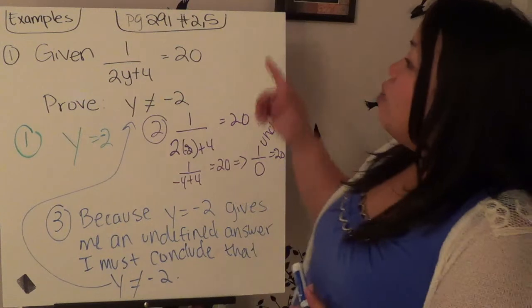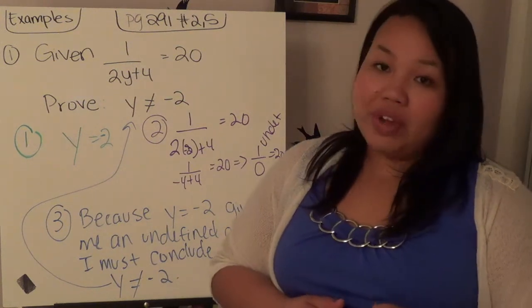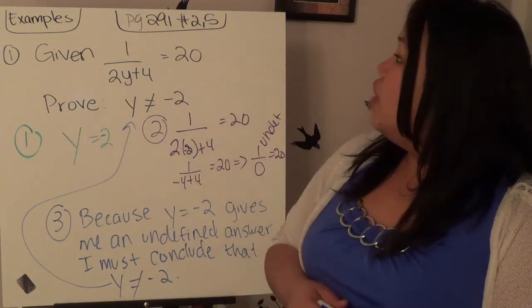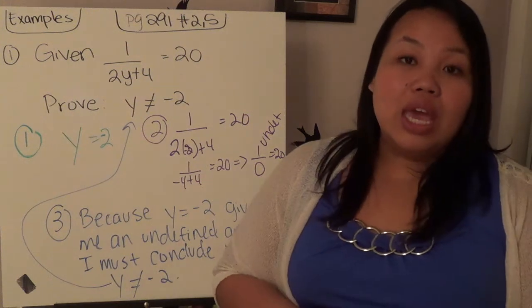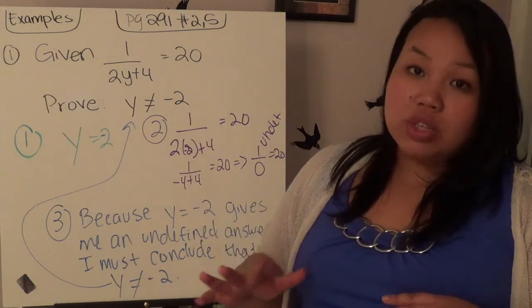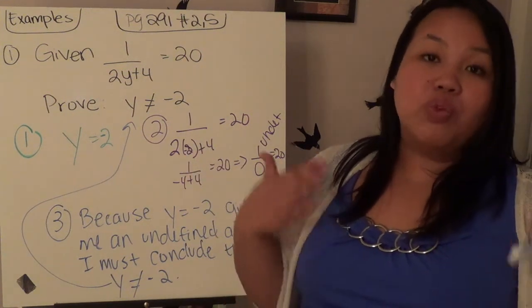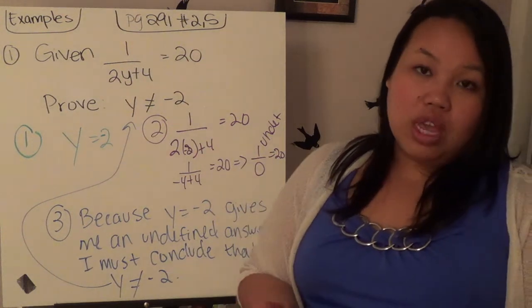Now go ahead and try page 291, numbers 2 and 5. Number 2 and 5 on page 291, and number 5 might be a little confusing, so just try your best, and if you don't get it, then we'll work on it in class.